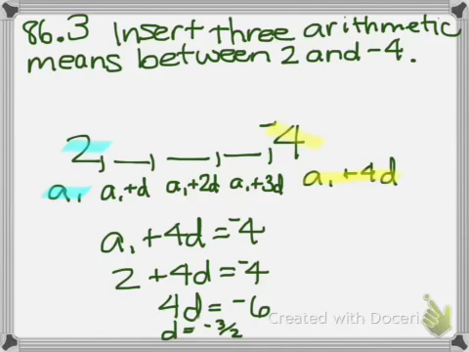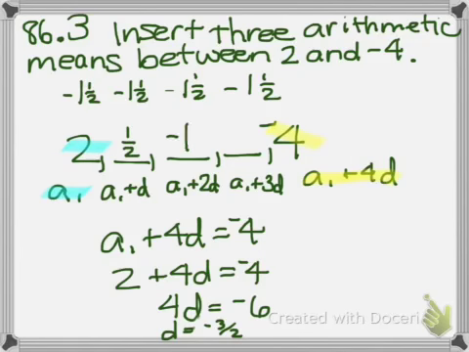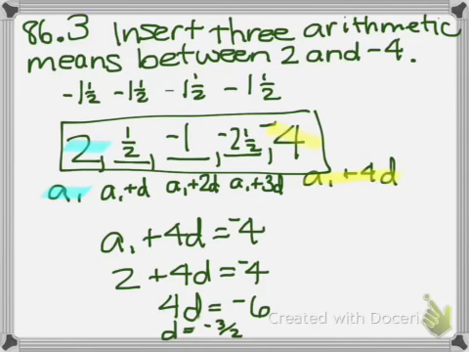So that's our difference. So all we have to do is go back up to the top and subtract 1.5 from each term. So 2 minus 1.5 is going to be 1/2, minus 1.5 will be negative 1, minus 1.5 is negative 2.5. And there's our solution.